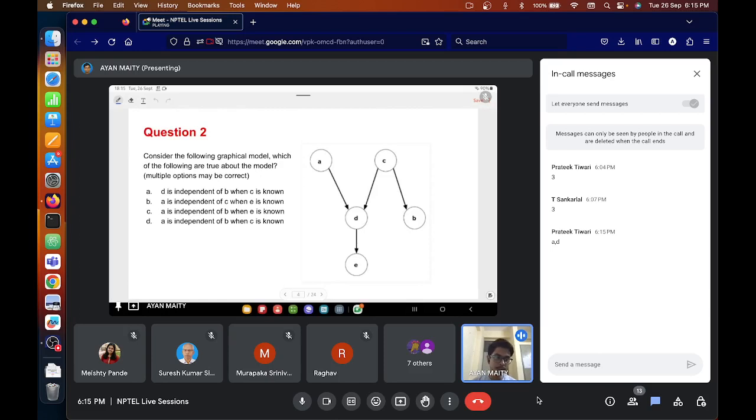Pratik Tiwari is saying A and D. Okay. Anyone else? Has anyone else computed the answers?